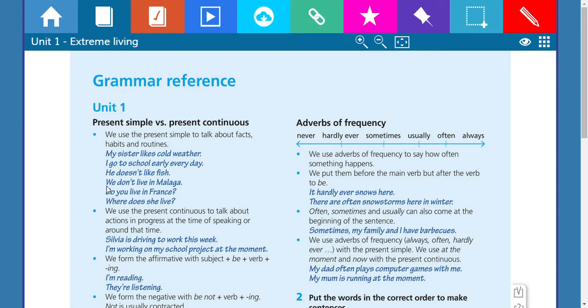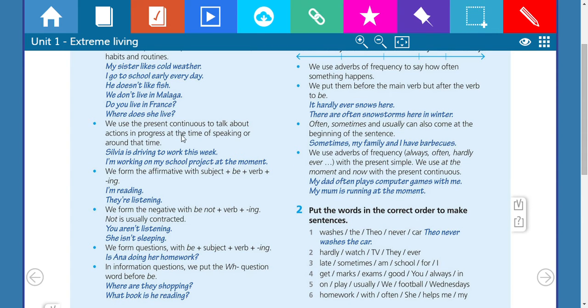For example, we don't live in Malaga. Okay, it's a fact. Do you live in France? It's a question. Where does she live? All of those questions and sentences are for the present simple. We use the present continuous to talk about actions in progress at the time of speaking or around that time.